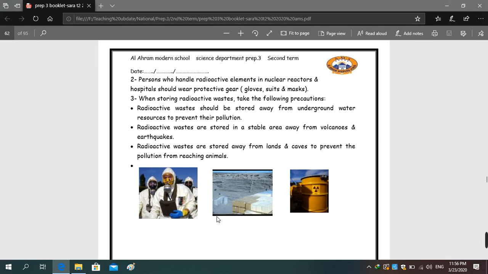As you see here, the radioactive wastes are put inside the ground, underground, in a deep area, away from the underground water, away from volcanoes, away from earthquakes, and so on.